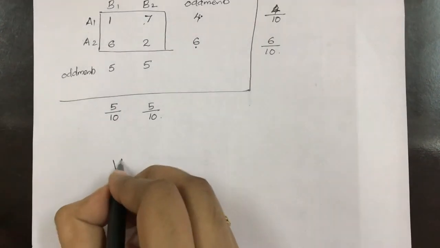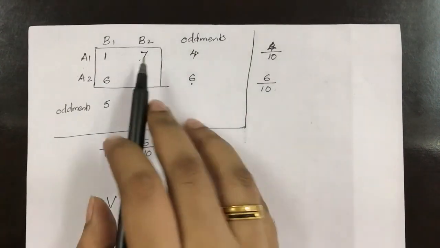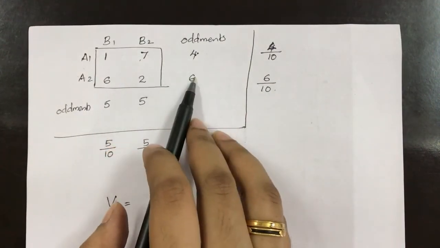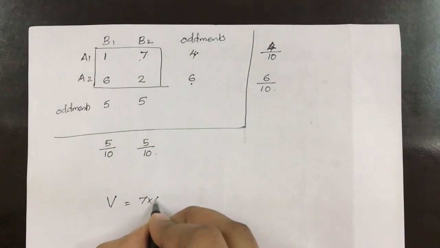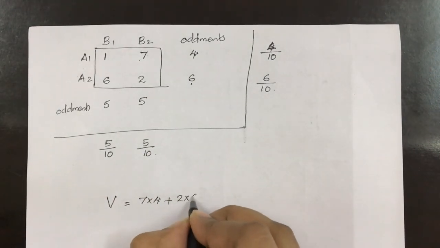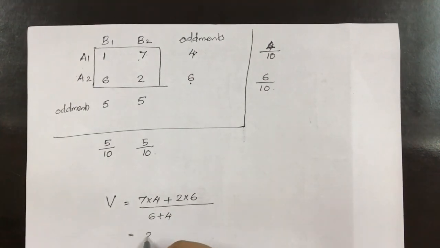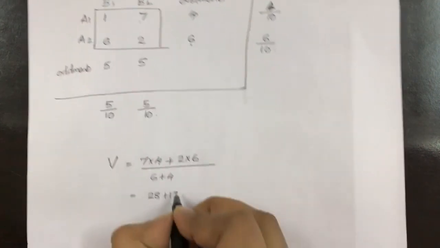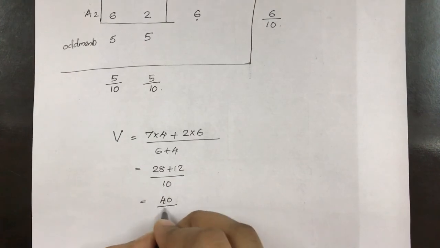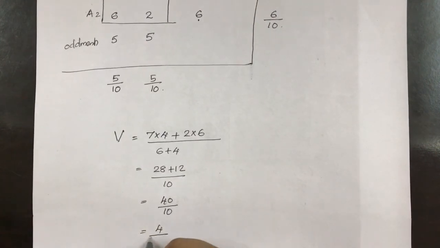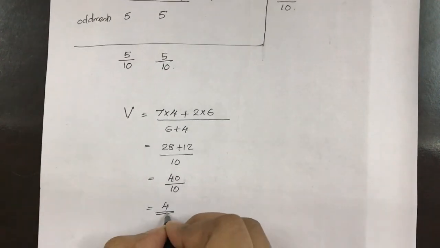The value of the game is equal to 7 into 4 plus 2 into 6, divided by 6 plus 4, that is 28 plus 12 divided by 10. 28 plus 12 is 40, divided by 10. The answer is 4. The value of the game is 4.